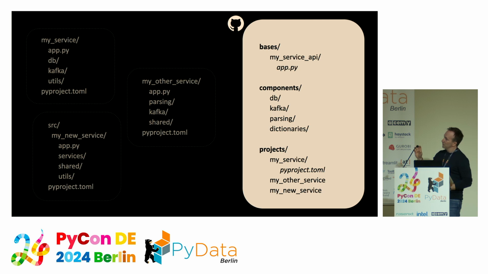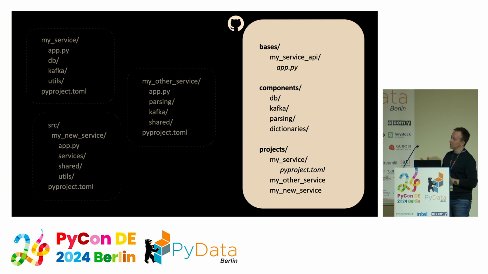So bases. If we think about all these services, what's probably common in all of them is that they have some sort of an entry point somewhere. If it's a FastAPI service, you probably have some Python file defining the endpoints. Or if it's a CLI app, maybe you have some main function somewhere. Those files, probably named app.py or main.py, would be put in the bases folder. That's where you put the entry points. And the rest of the code, you would put in the folder called components.